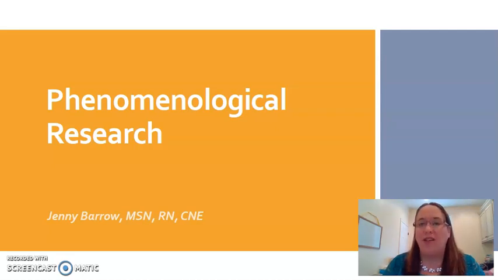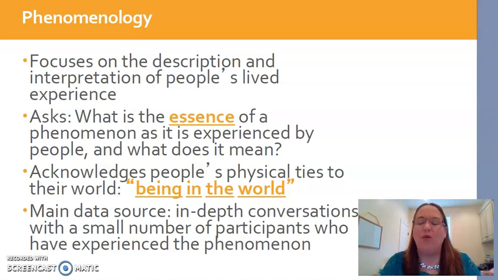One of the main qualitative research methods is phenomenological research, sometimes known as phenomenology. This type of research typically stems from either philosophy or psychology, depending on which branch of phenomenology you are looking at. So, briefly, I'm going to go over what phenomenological research is and why we would use it as nurses doing research studies.